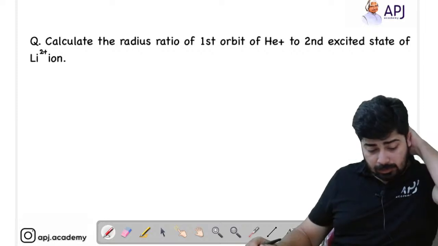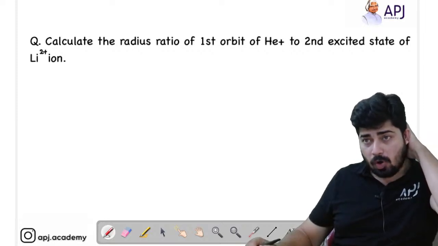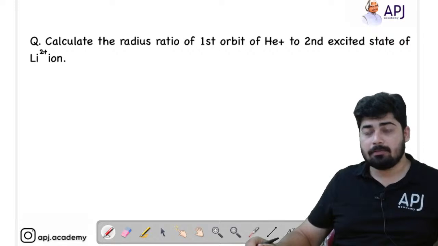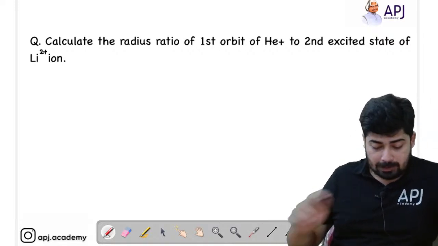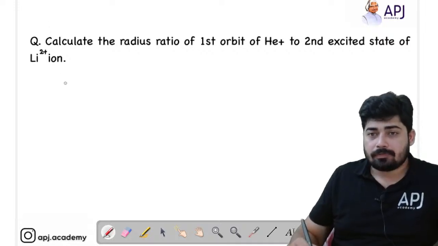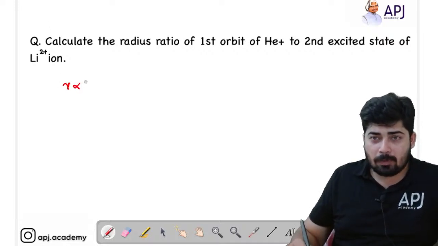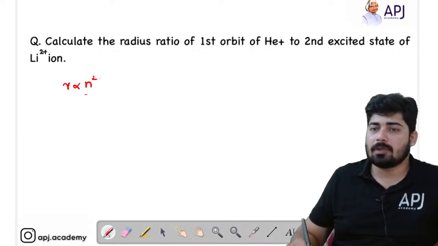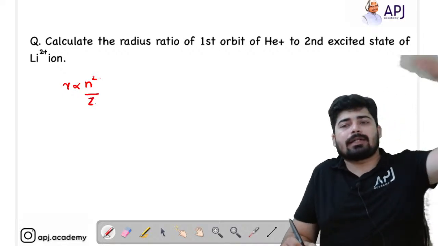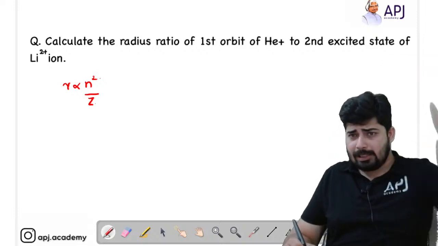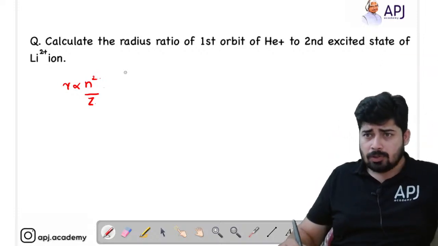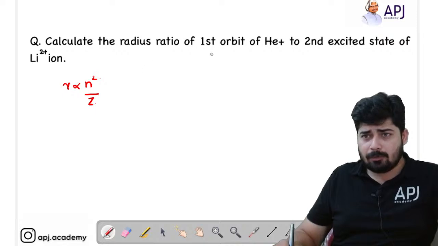Okay, now calculate the radius ratio of the first orbit of helium to the second excited state of lithium 2 plus ion. So we know that radius is directly proportional to n square by z. We know that as the number of shells increases, the distance from the nucleus to that shell increases. So let's write, it is the first orbit, right?